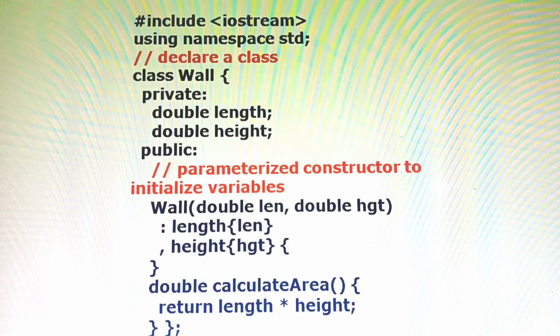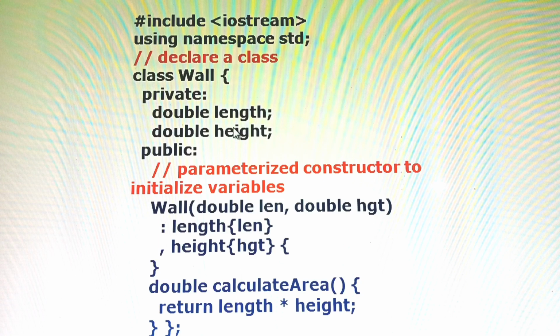Second type of constructor: parameterized constructor. See how to write the program using the parameterized constructor, to calculate the area of the rectangle, length into height. First define the class name Wall. Again declare the two variables, length and height. Then come to the public access specifier.